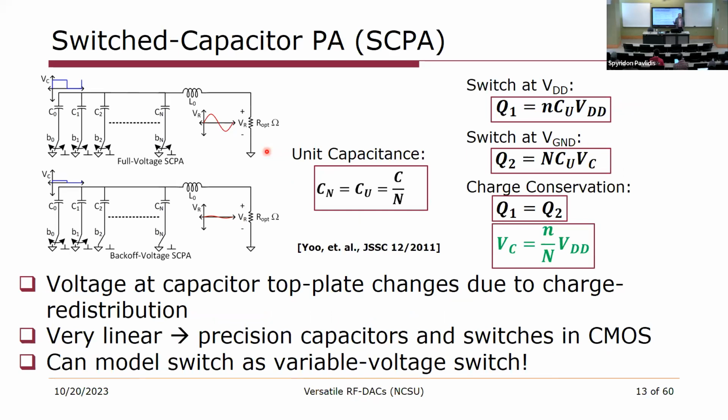All right, so let's look at the operation of a switch capacitor power amplifier. So the full voltage SCPA is shown here. We can switch between VDD and ground at the RF frequency that we desire to operate at. If we switch all of the cells between VDD and ground at the RF rate, we get a maximum voltage at the top plate of the capacitor, and the resonant circuit selects the fundamental and delivers that to the load, so we get a sinusoid at the load.